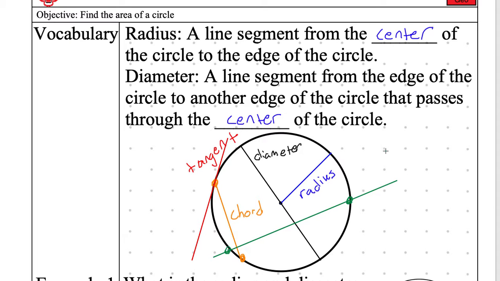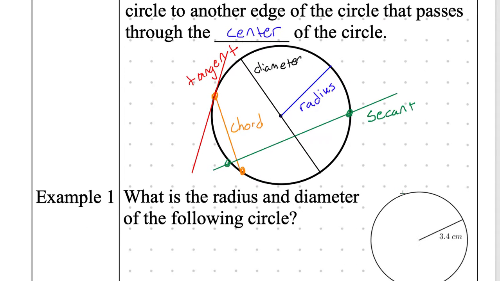Supplementary is whenever they add up to 180 degrees. This one is called a secant. A secant line. A secant line touches twice. Tangent line touches once. If you guys ever take AP Calculus in a few years, then these words tangent and secant are going to be used over and over and over again. Any other things that we need to know? That's good for now. Let's go down here to example number 1.